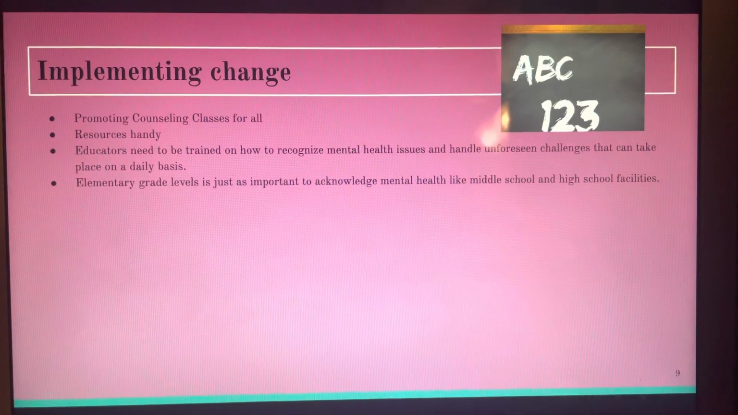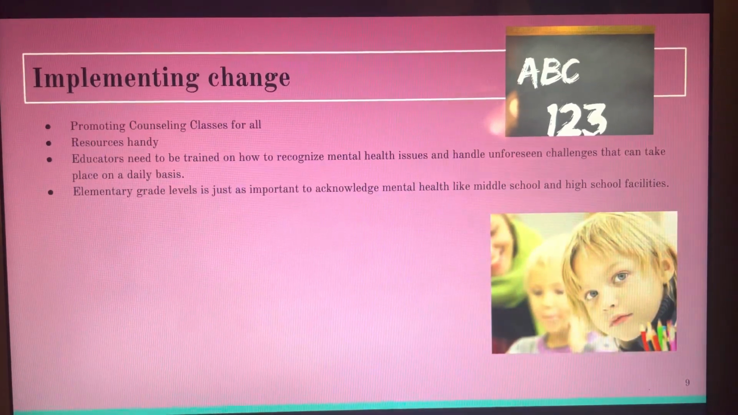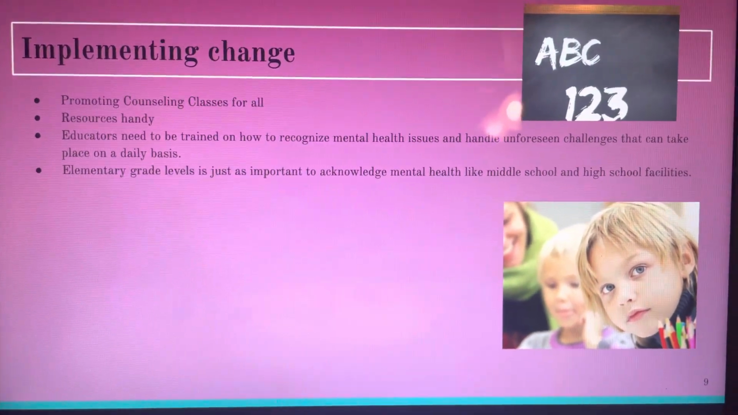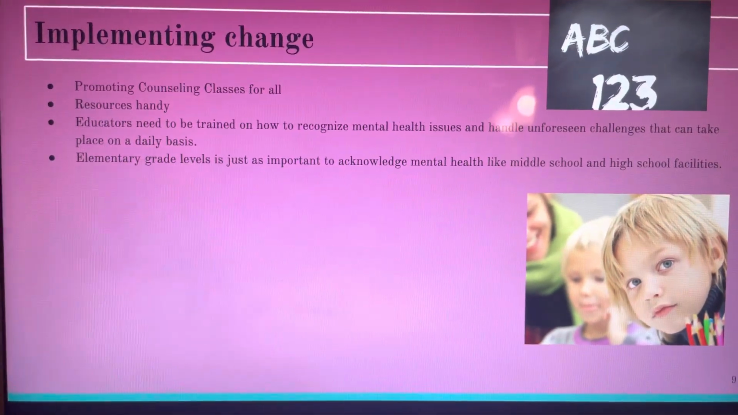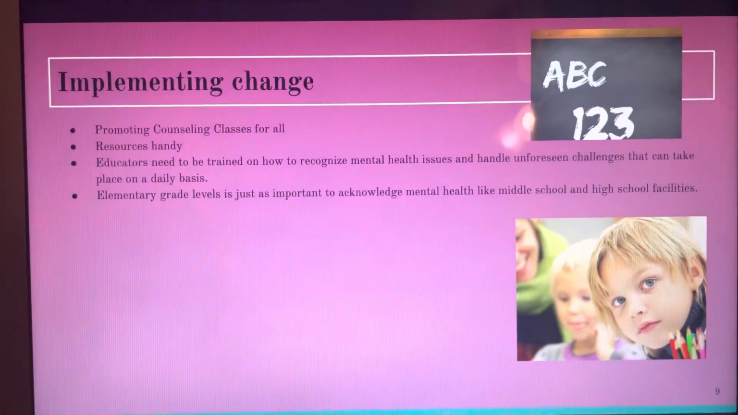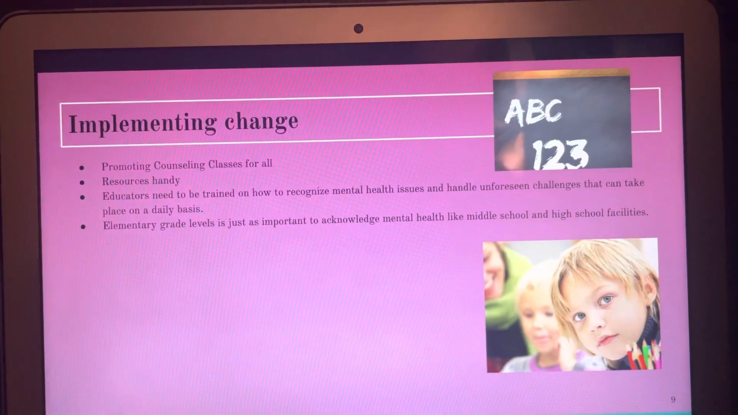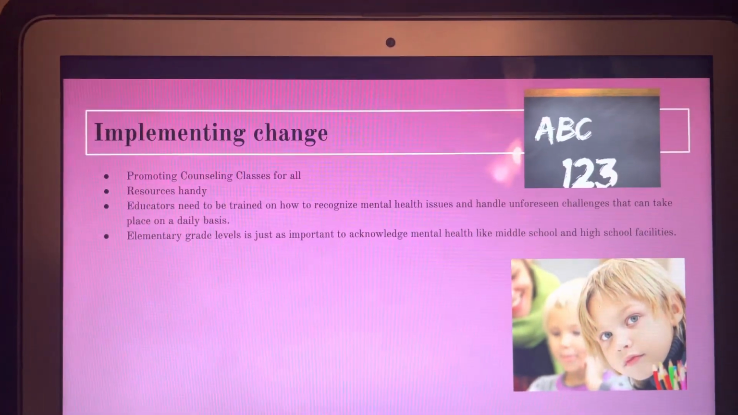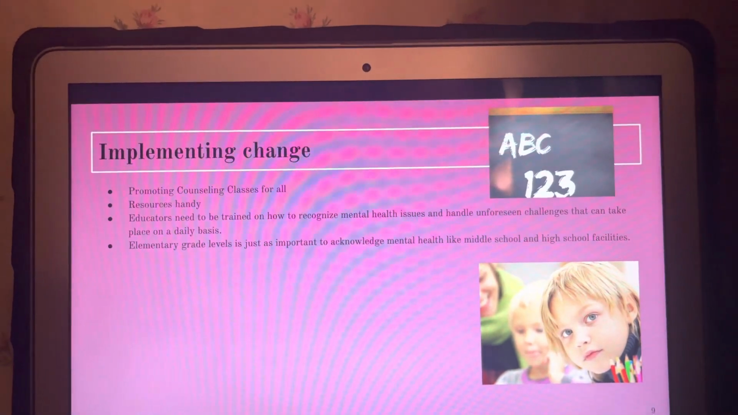Implementing change includes promoting counseling classes for all and keeping resources handy. Educators need to be trained on how to recognize mental health issues and handle unforeseen challenges that can take place on a daily basis. At elementary grade levels, it is just as important to acknowledge mental health as in middle school and high school.